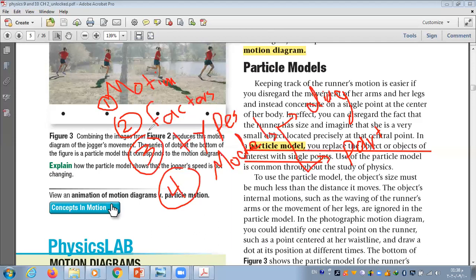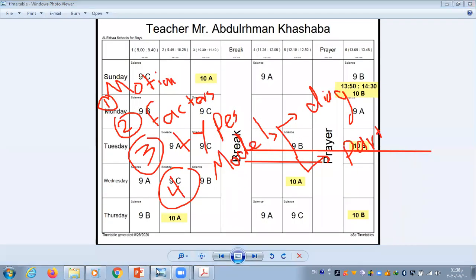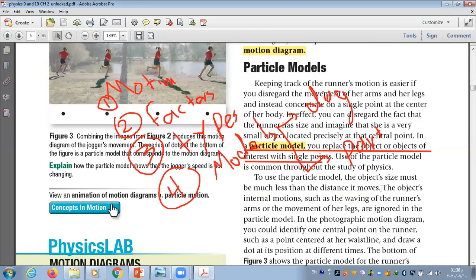What affects or control the motion of the object? We said it is time and position. We said what are types of motion? We said we have mainly 4 types. Number one, linear motion. Linear motion is when an object moves in a straight line. So it is what? Linear motion.